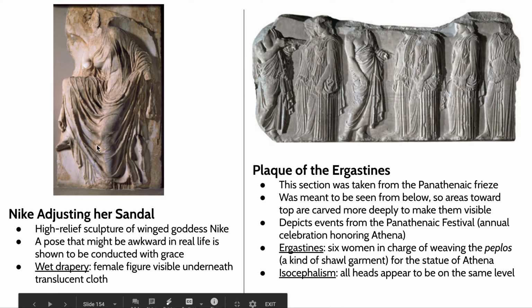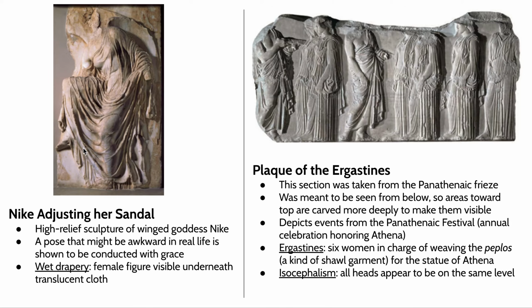So on this left-hand side here, we have a relief sculpture from the Temple of Athena Nike. This is of Nike adjusting her sandals. So this is a high relief sculpture. Parts of her wings have been broken off, but she did have wings in this image. And this is depicting a figure using wet drapery, which is again very typical of the classical era.